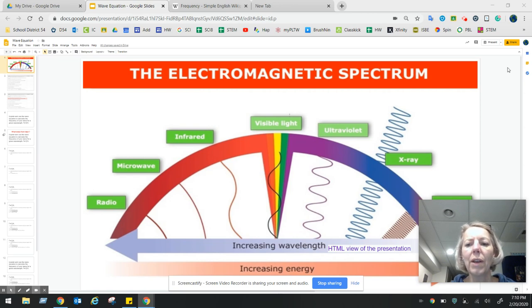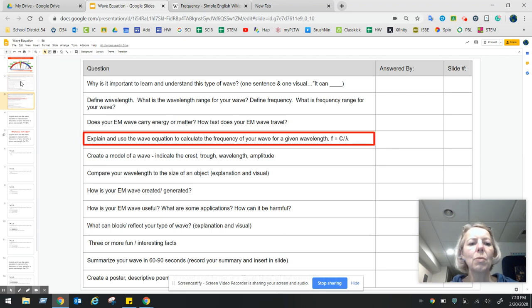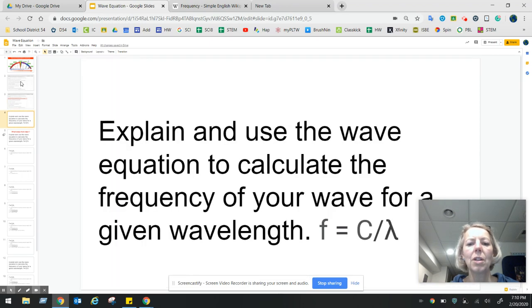Whether you have radio waves or gamma rays or anything in between, there seems to be one task that some of you struggled with a little bit that I'm going to help you with. All of you have been looking at the following task, and the one that we've been getting some questions about is this one: explain and use the equation to calculate the frequency of your wave for a given wavelength. So let's take a look at this together.